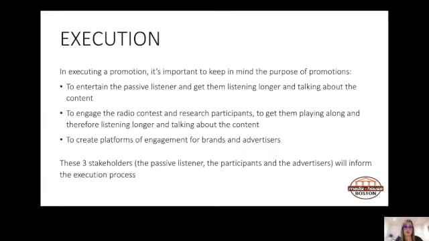Who is this research participant? This is the active listener, the one that is participating in it. And then thirdly, to create platforms of engagement for brands and advertisers, because this is a perfect platform for them to be advertising. So these 3 stakeholders, the passive listener, the participants or the active listener, and the advertisers will inform the execution process.